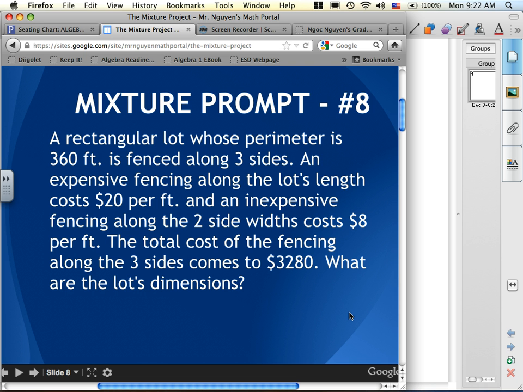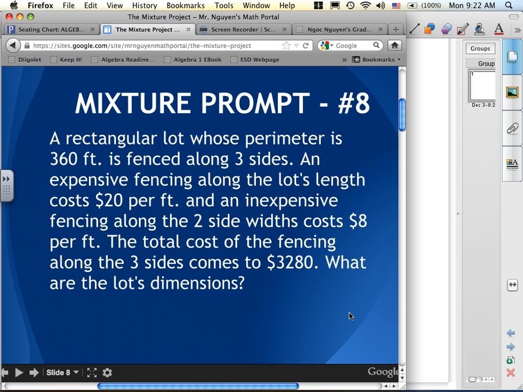An expensive fencing along the lot's length costs $20 per foot, and an inexpensive fencing along the two sides' widths costs $8 per foot. So that means I only want you to fence one length and two widths. Do we all agree with that one? Okay. The total cost of the fencing along the three sides comes to $3,280. What are the lot's dimensions?